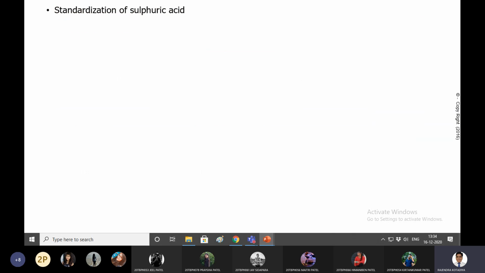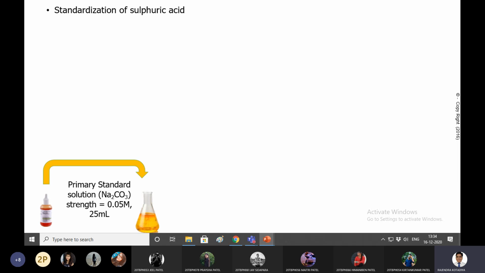Now the standardization. For standardization of sulfuric acid, we take sodium carbonate solution, our primary standard solution, in a conical flask. Its volume is 25 ml. So we'll take 25 ml of the prepared primary standard sodium carbonate solution. Into that, we'll add a few drops of methyl red as an indicator. When you add methyl red, the color change will be like this: yellow color, which you have seen, because of methyl red.